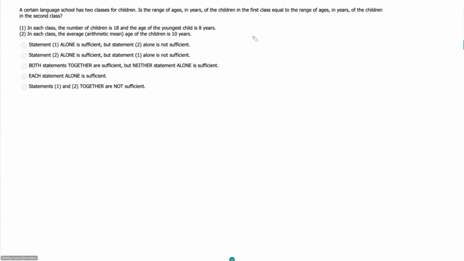A certain language school has two classes for children. Is the range of ages in years of the children in the first class equal to the range of ages in years of the children in the second class? And so we have two classes, A and B.